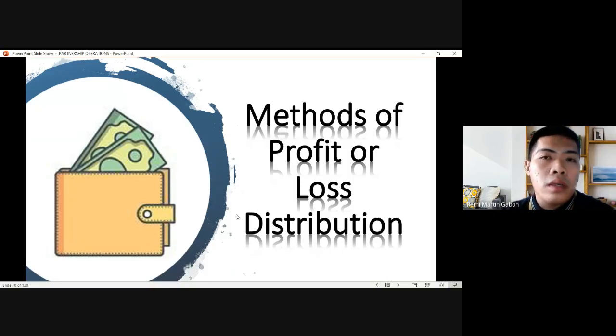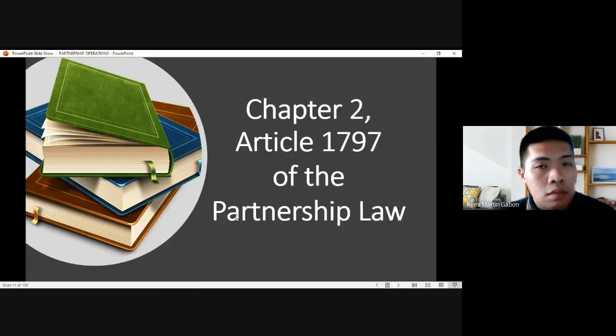How do the partners distribute the profit? Okay, mainly the profit, of course. So if there is a loss, they can also distribute the loss. But mainly again, profit, because the goal of the partnership is to earn profit. So according to chapter 2, wow, I have a citation. So chapter 2, article 1797 of the partnership law.